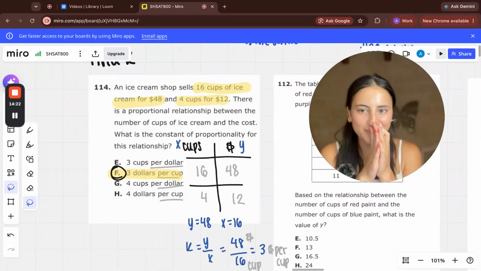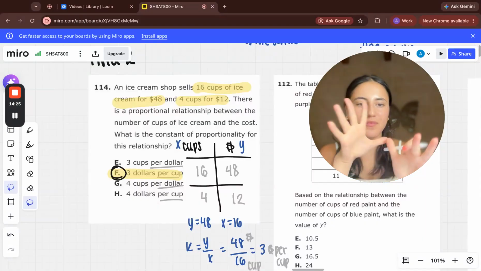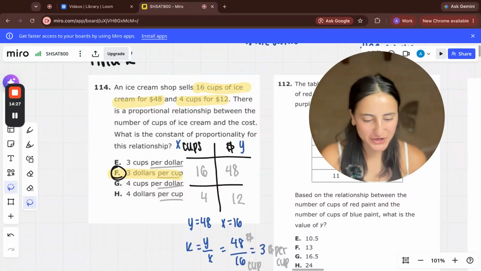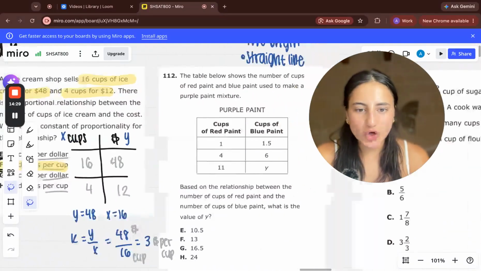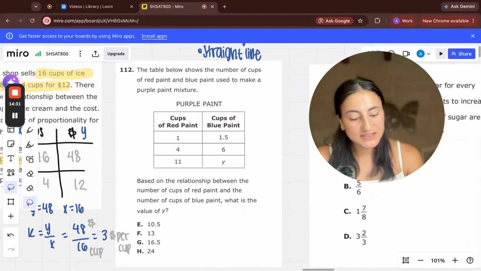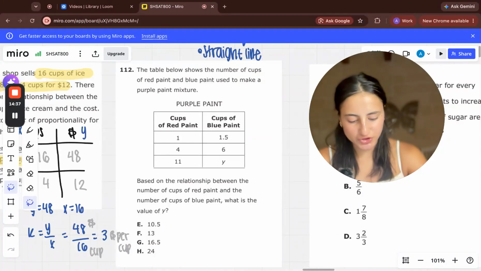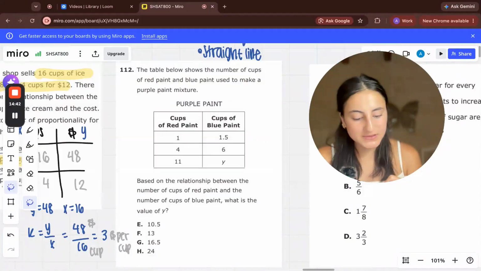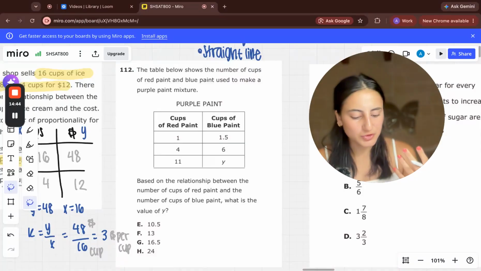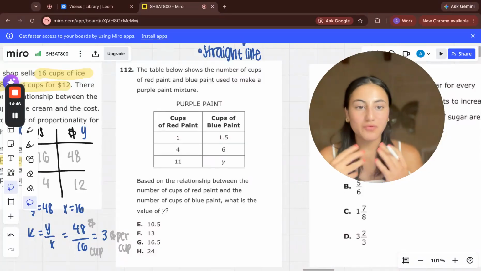Okay, great. I hope you had a very strong start, but don't worry, we have more practice, so just follow along here. Okay, second question. The table below shows the number of cups of red paint and blue paint used to make a purple paint mixture. So they show us the table over here. Based on the relationship between the number of cups of red paint and the number of cups of blue paint, what is the value of y?